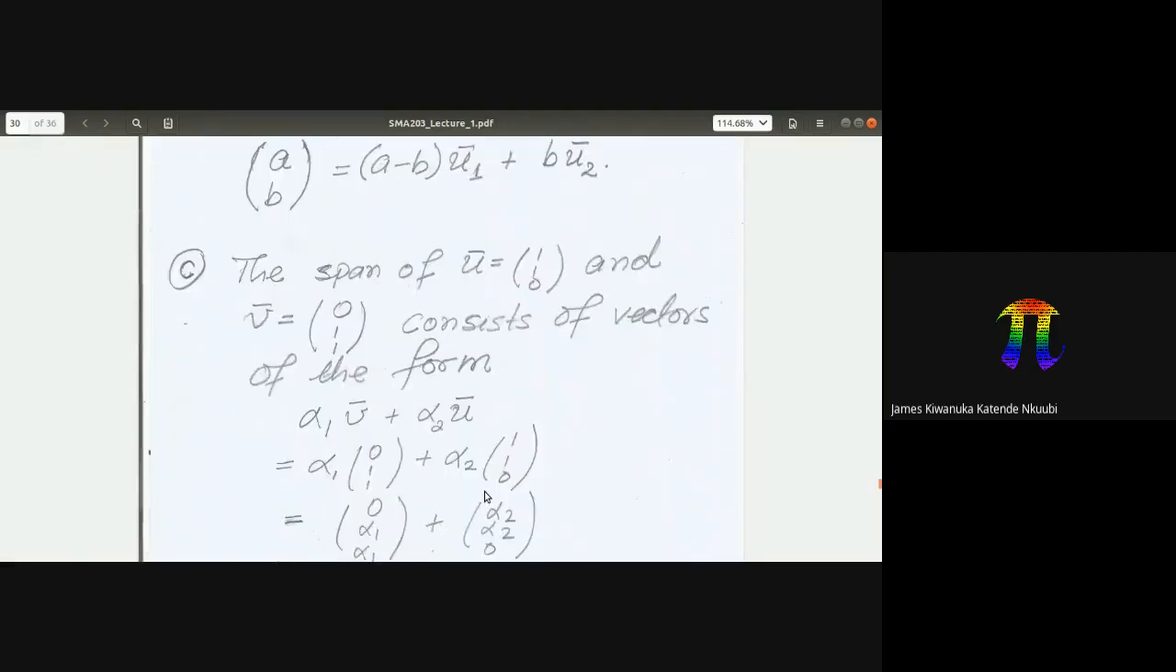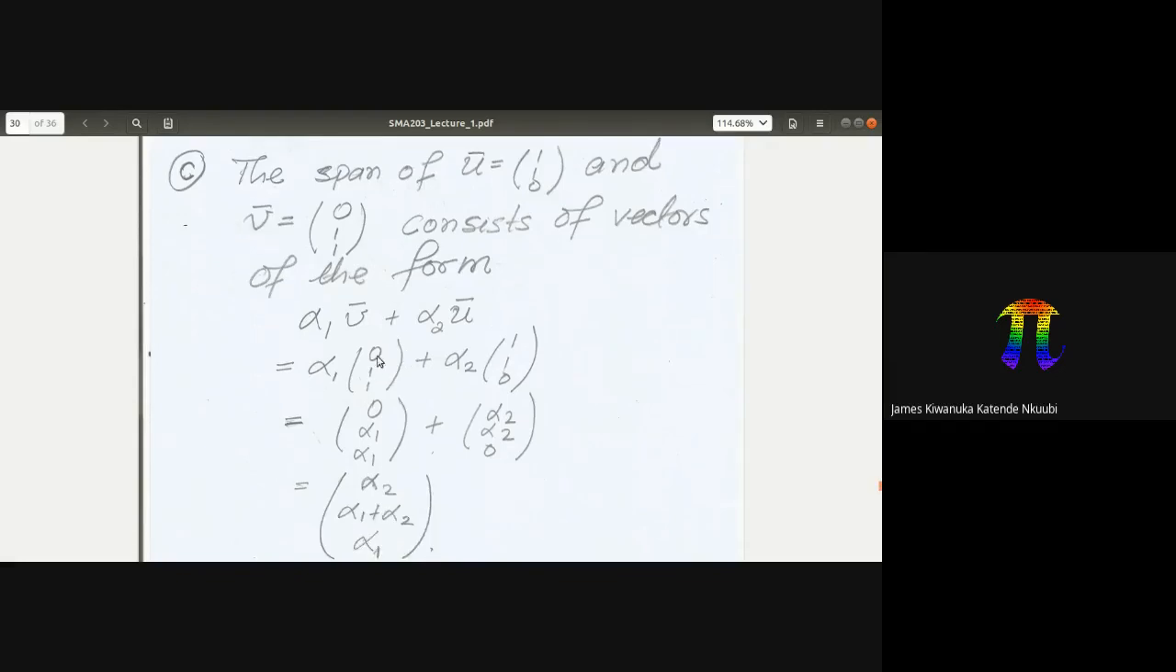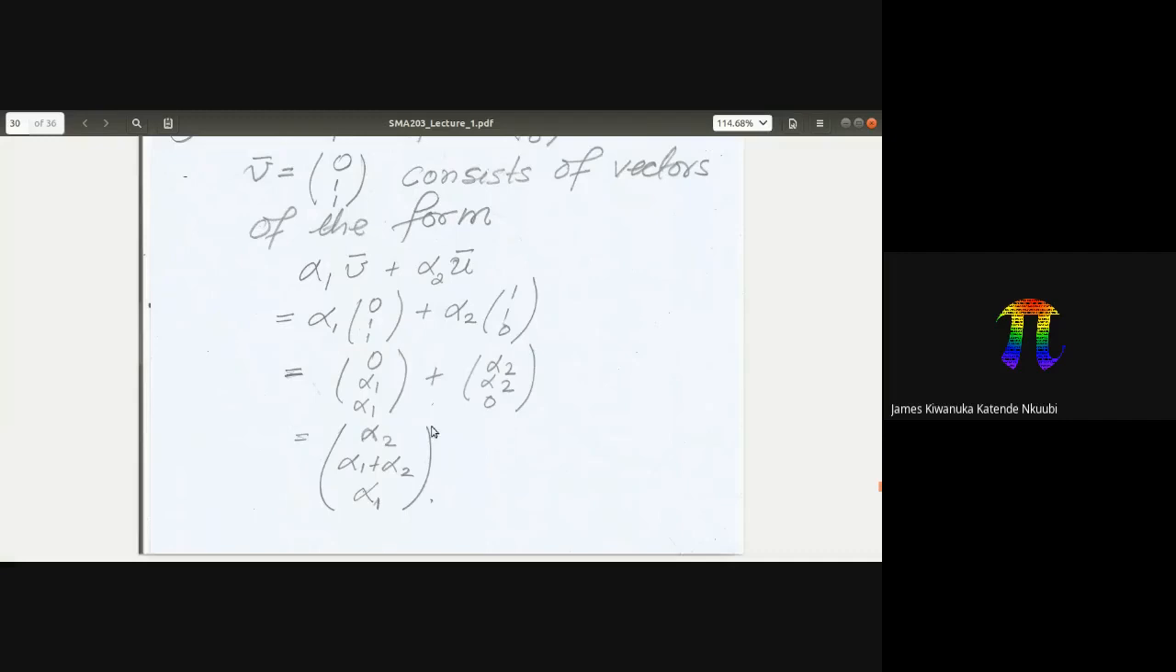So we cover the last one now. This one says the span of two vectors in R3, that is (1, 1, 0) and (0, 1, 1). Now the span of these vectors will simply consist of all linear combinations of U and V. So this will be alpha 1 multiplied by (0, 1, 1) plus alpha 2 multiplied by (1, 1, 0). And when we add these up, the final vector is (alpha 2, alpha 1 plus alpha 2, alpha 1).